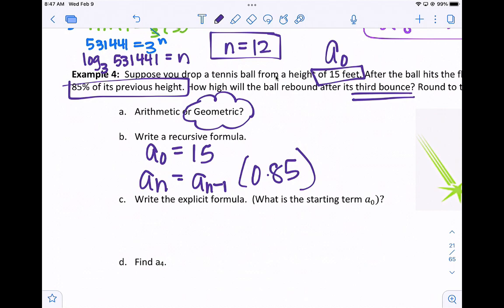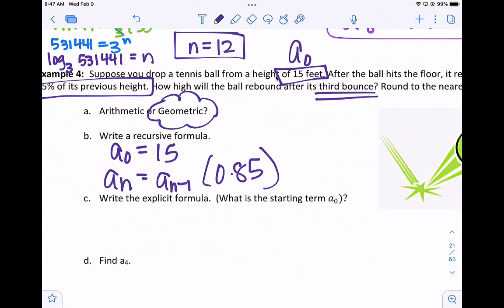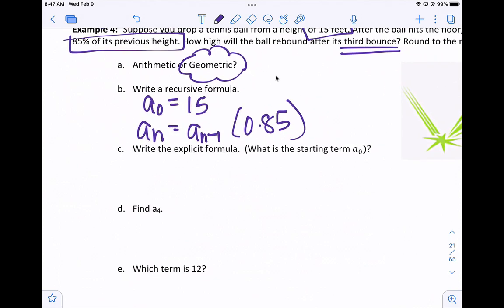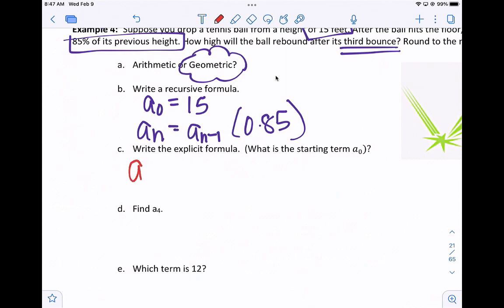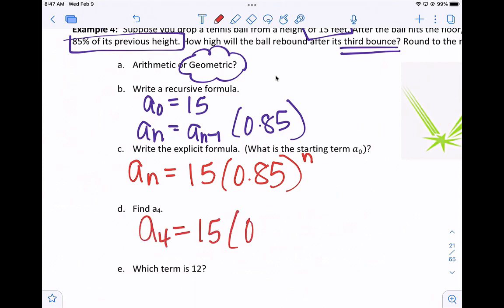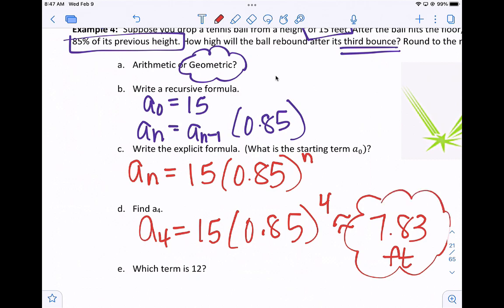Find a sub 3 is what it wanted. So, okay, let's write the explicit formula first, is what I would do. Or we can program it into our calculator. All right, so the explicit formula, to find any number, you take the 0 term to the n power. Since we're starting at the 0, we go to the n power. So this says find the 4th term. Okay, so fine. 4th term equals 15 times 0.85 to the 4th power. If you wanted the third term, you'd plug in a 3 there for the exponent. So this is about 7.83 feet that it would rebound to.